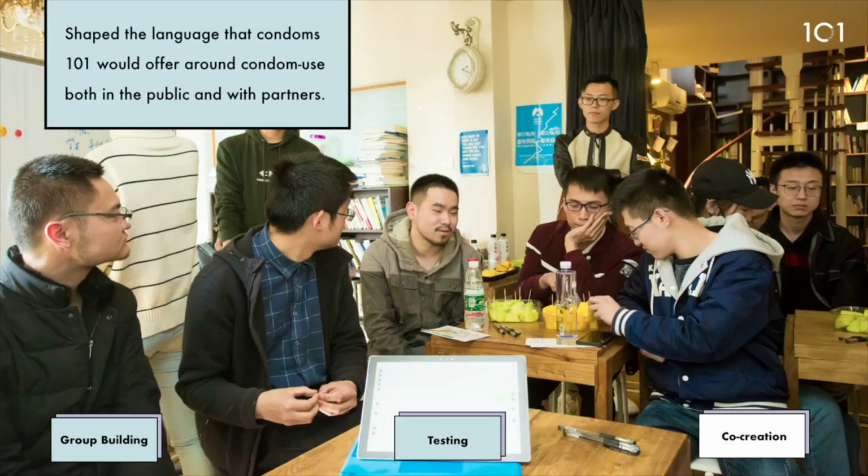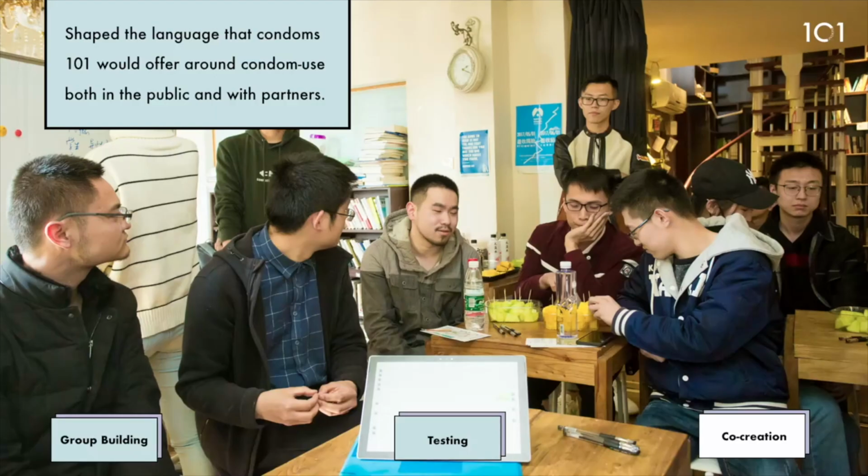And through co-creation in the workshop, we shaped the language that Condoms 101 would offer around condom use, both in public and with their partners. We also learned about the gaps and opportunities by sharing personal stories about using condoms, how they ask partners to use condoms, and how to use condoms even when the situation was weird and hard. We wanted to understand what breaking the feeling of discomfort looked and felt like.